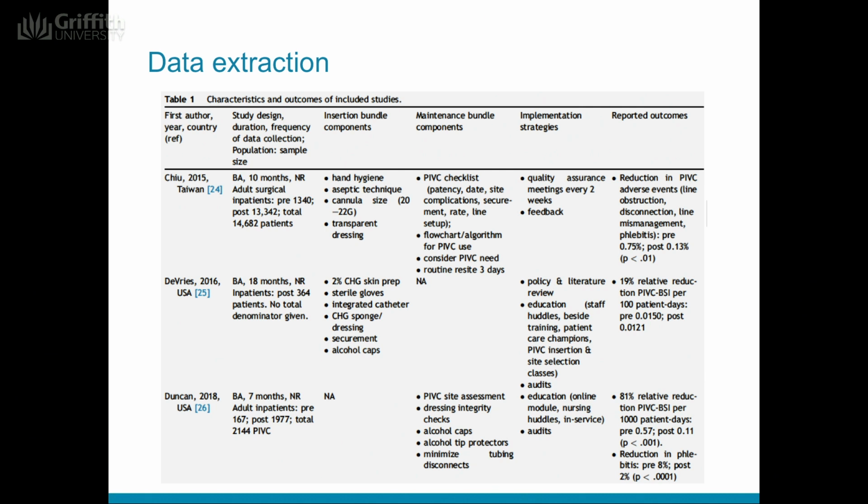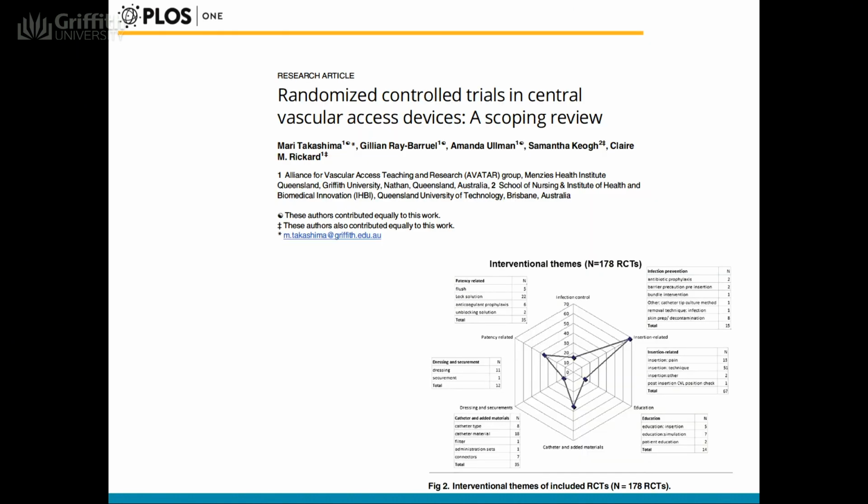This was my study on bundles, so I've got my bundles there. I've got my implementation strategies, my reported outcomes. We collected, there's a lot more data than this. This is just a small snippet of the final table. But this gives you an idea of how you're drilling down into the data that you're finding. But you don't have to put it in a table.